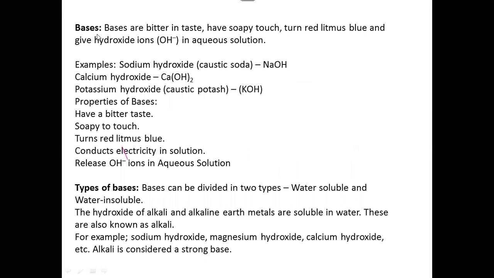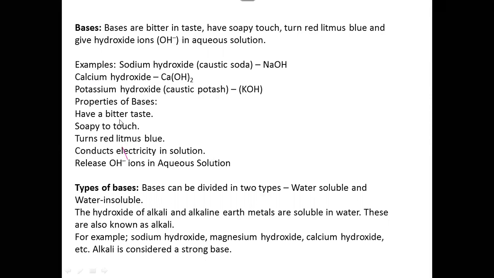So examples of these bases are sodium hydroxide, commonly called caustic soda, formula is NaOH. Second is calcium hydroxide, it is Ca(OH)2. Potassium hydroxide, commonly called caustic potash. Remember this difference. Caustic soda is NaOH, caustic potash is KOH.